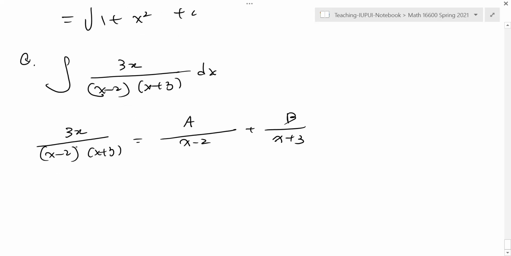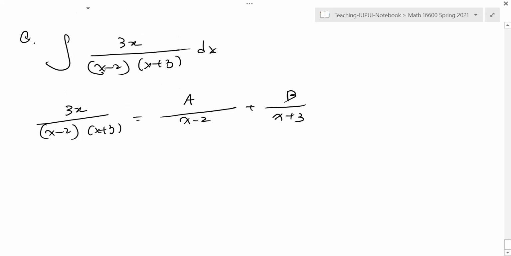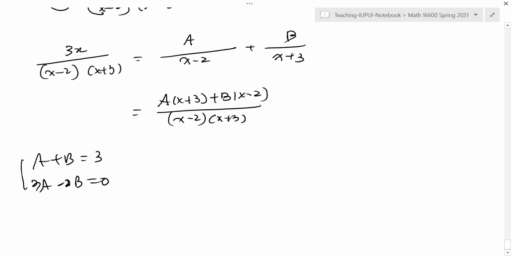If I change x minus 2 to x minus 2 squared, you have additional terms. All right, so let's find out the coefficients. So it's a(x plus 3) and b(x minus 2). And then a plus b should be equal to 3. 3a minus 2b should be equal to 0. Right? All right. Then you solve these two equations.